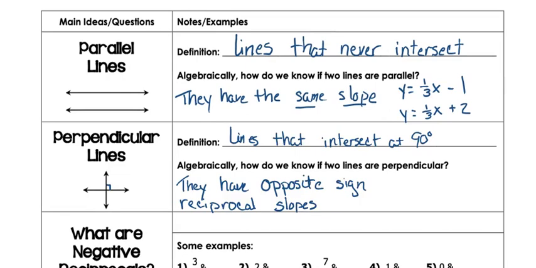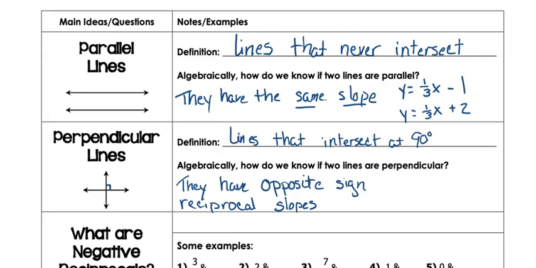When I look at perpendicular lines, my lines do intersect, but they intersect at a perfect 90 degrees. So think about the difference between north and south and east and west, or longitude and latitude. Now, when we think about the slope, that means that my slopes have to be pretty much the exact opposite of what they are.